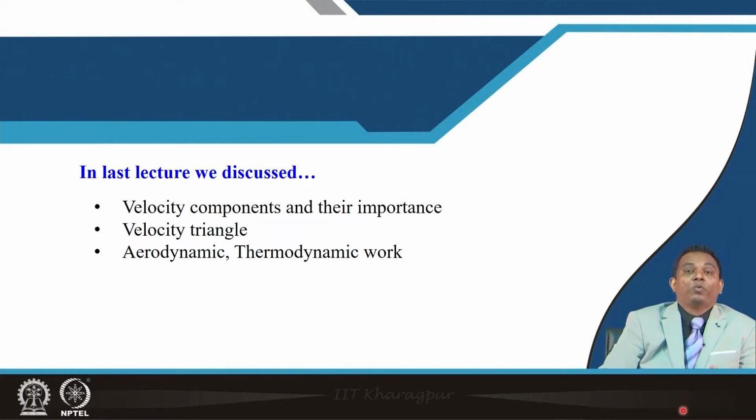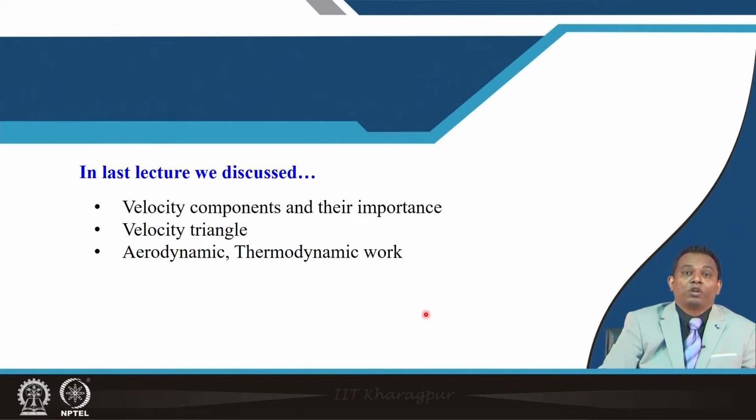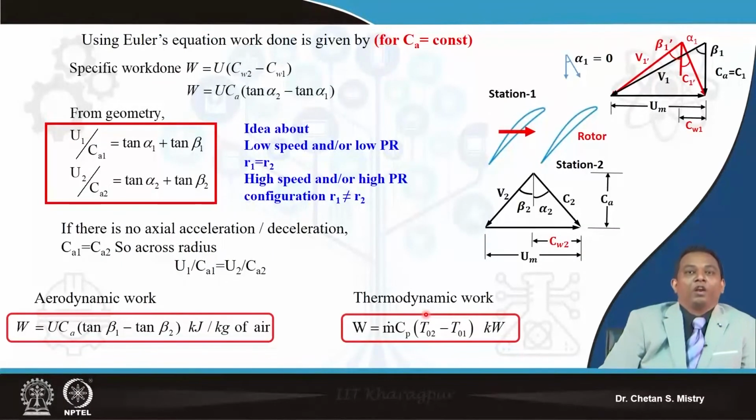Then we started talking about the work done correlation, representing the case for aerodynamic work and thermodynamic work. This is what we have derived: the specific work done using the aerodynamic correlation, using the velocity triangle, can be written as W equal to U Ca (tan beta 1 minus tan beta 2). We have our fundamental understanding of thermodynamics from the last module. Now let's move ahead to the use of these relations.